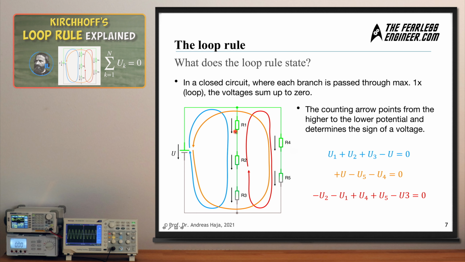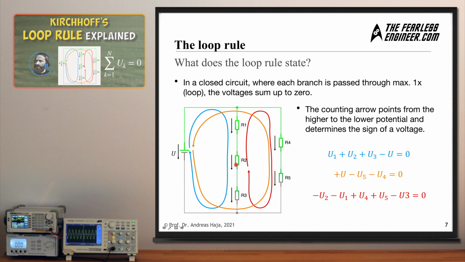Then we come to the first resistor, R1. And across R1 we can measure a voltage drop which we call U1. And this is what you find here. We count it positive in this equation because we move in the direction of this reference counting arrow. The counting arrow points from the higher to the lower potential and thus determines the sign of the voltage. So if we move in reference counting arrow direction, we count it positive.